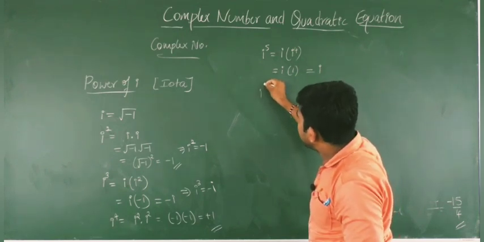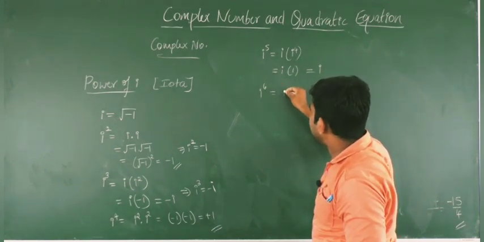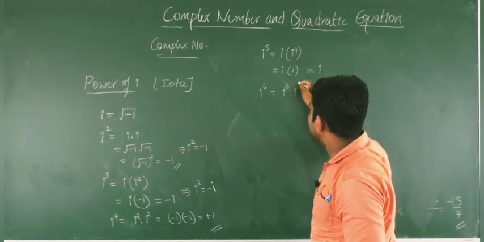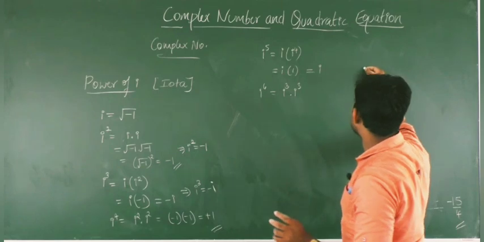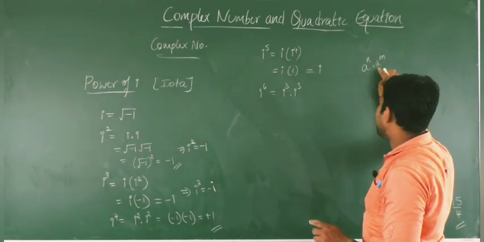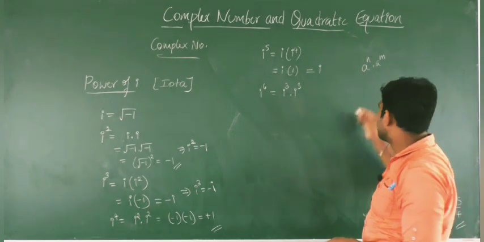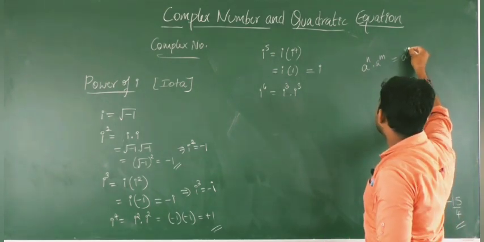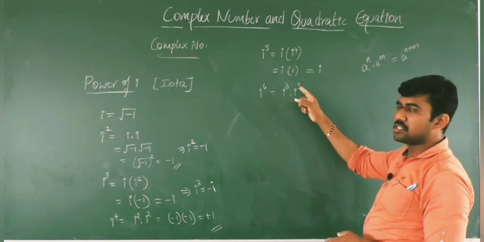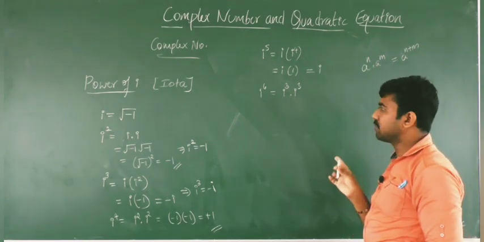Now, i to the power 6 is what? i to the power 6 we can write as i to the power 3 into i to the power 3. If you multiply using the form a to the power n into a to the power m, when you have the same base, then we can add the powers, and the value will be a to the power n plus m. Same here also, i to the power 3 into i to the power 3 means i to the power 3 plus 3, i to the power 6.